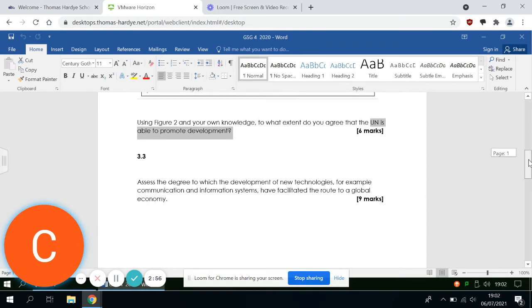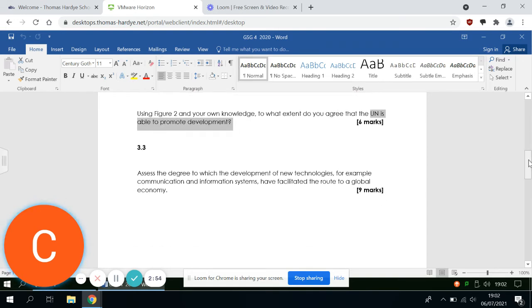And the final question asks you again to assess the degree to which the development of new technologies have facilitated the route to a global economy, and in particular asks you about communication and information systems. So this takes you back to those factors and dimensions of globalization work that you'll have done at the beginning of the topic, and it's asking you to assess.